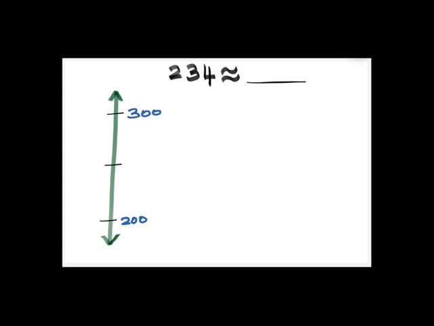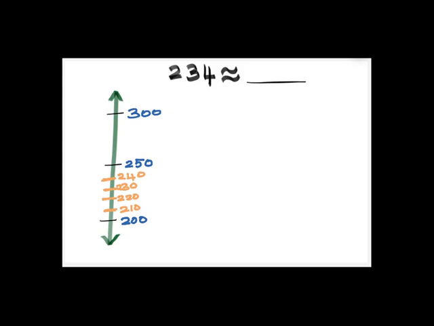We also know that halfway is the value that comes in the middle of 200 and 300. We know that 250 is a number that comes in the middle of 200 and 300. So this must be 200, this must be 210, 220, 230, 240.